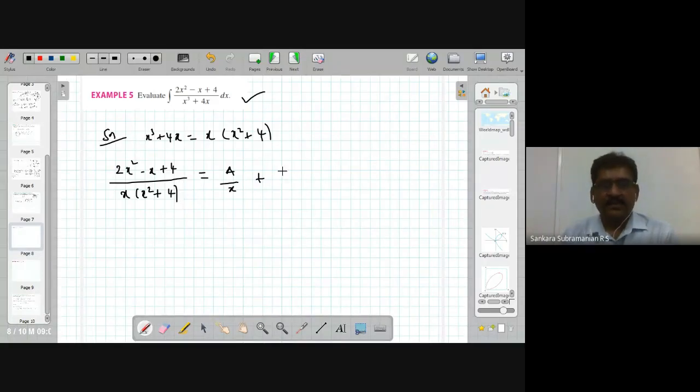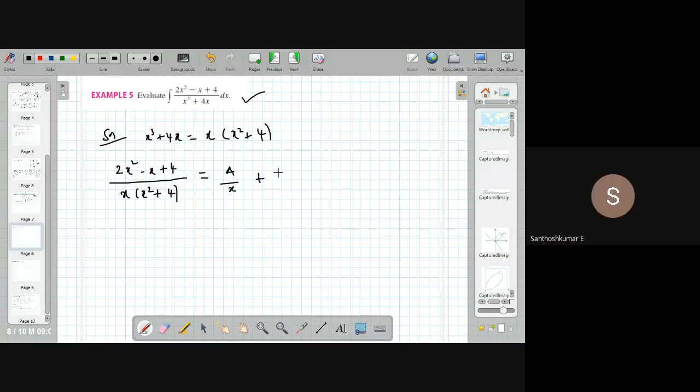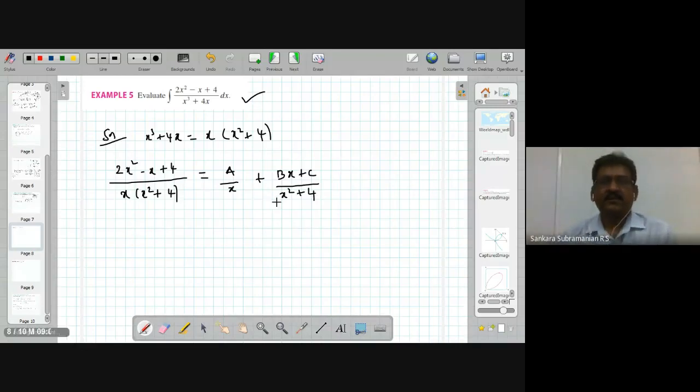So therefore, what constants do we use here, tell me? Sir, bx plus c, divided by x square plus 4. That's all. So the idea of finding a, b, c is a skill actually.